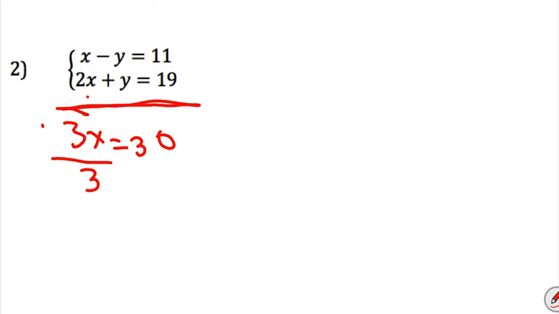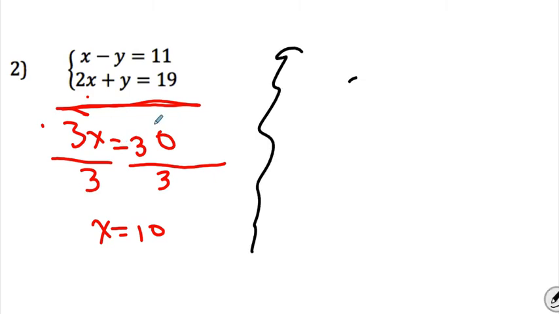Tablet's not cooperating today. So divide both sides by 3 and I get x equals 10, right? 30 divided by 3 is 10. So now take that and plug it into one of the equations for x, it doesn't matter which one. I'm going to use the second equation again.